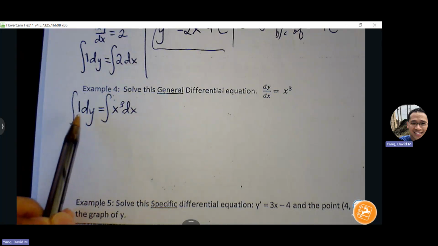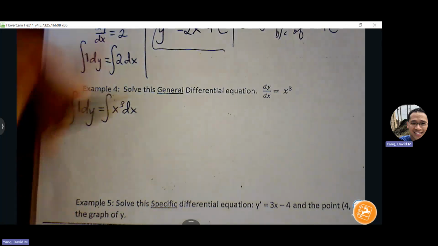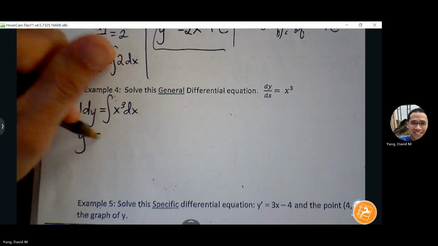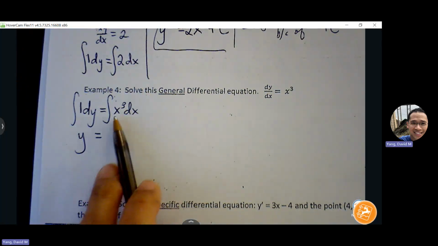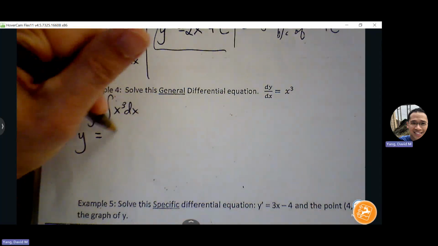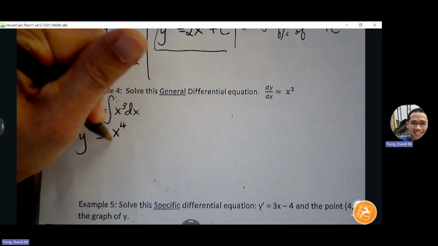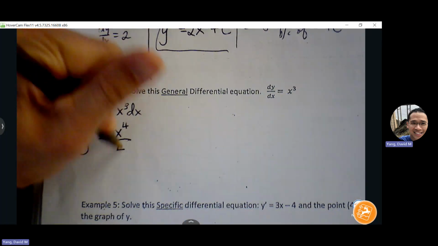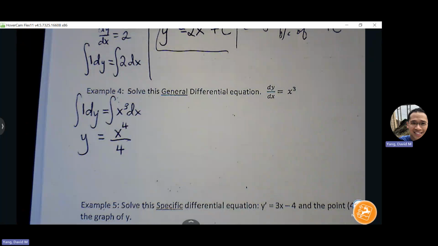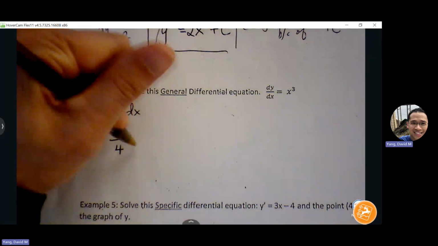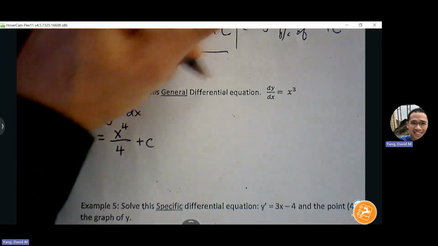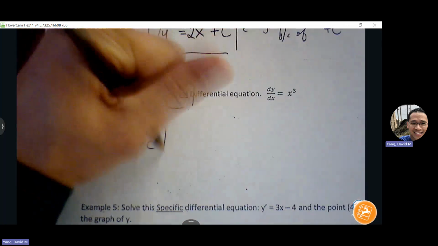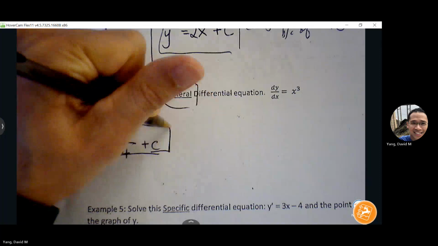Again, 1 dy becomes just y. On the right side, this is set up nice and ready for the power rule. X cubed becomes what? X to the 4th over 4, right? With the power rule for antiderivatives, instead of multiplying and subtracting 1, we add 1 and divide by that number. Plus what? Plus C. It's asking for a general equation, so that's what we're able to provide. We're done there.